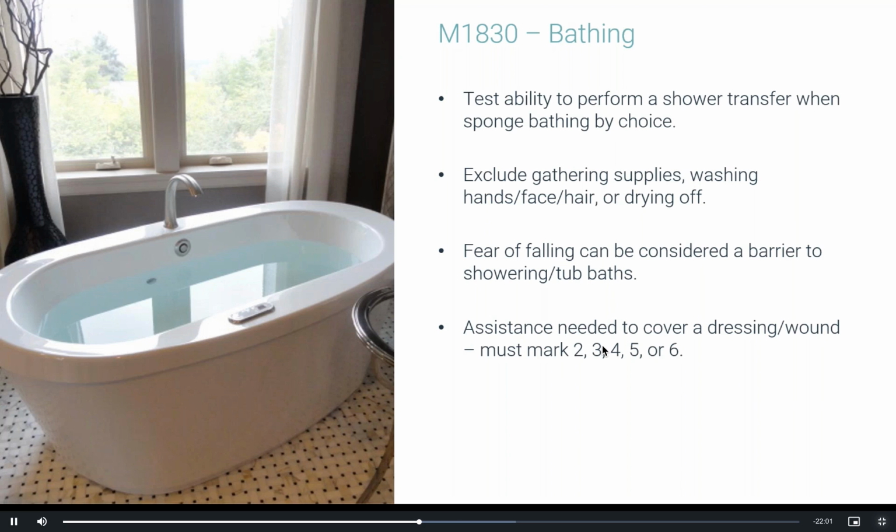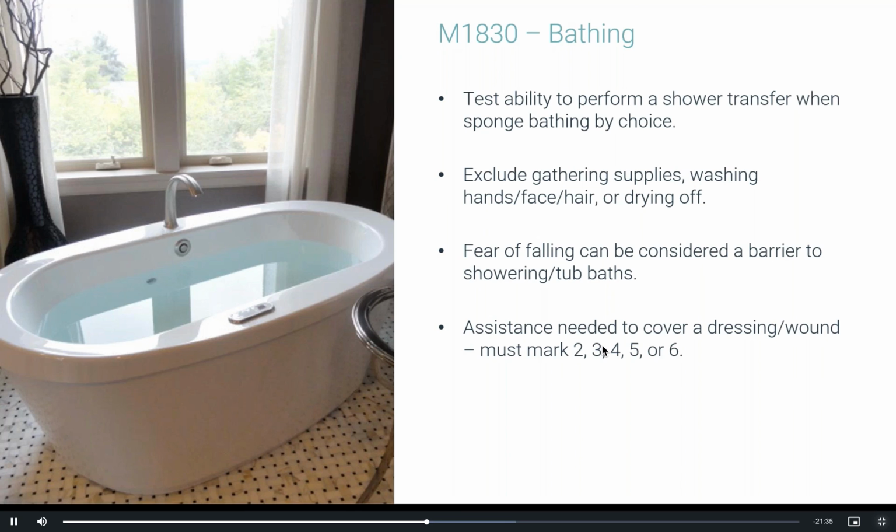And I mentioned a little earlier that piece of fear of falling that is a barrier to using a shower or tub for some patients. So if you have that patient that truly does have that fear in place, you could mark sponge bathing simply because of that fear concern. Even if they perhaps could do it functionally from a physical perspective, it's okay if that anxiety or fear is keeping them from doing it, and you mark sponge bathing in that situation.